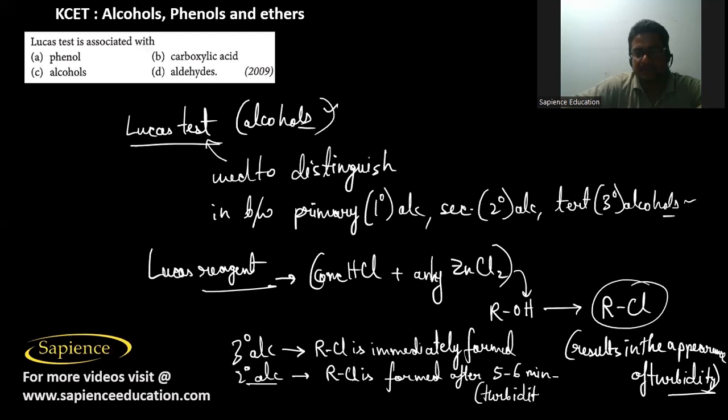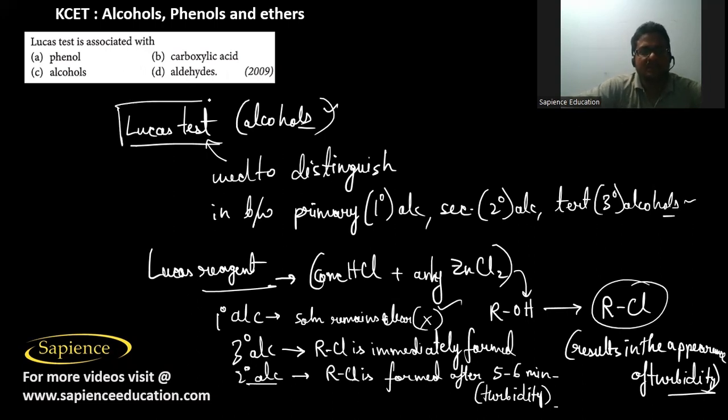And if a 1 degree alcohol is used, then the solution remains clear. It means here no turbidity is formed. So hence it is a 1 degree alcohol. So the Lucas test is used to distinguish the degree of the alcohol. So option C is the correct answer.